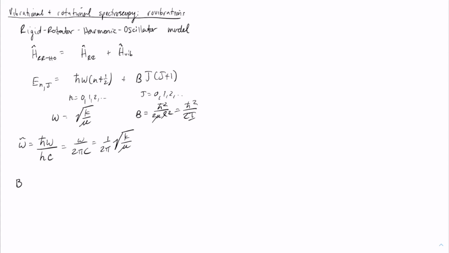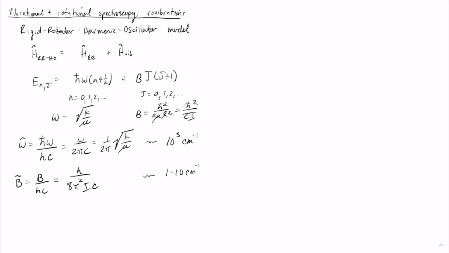And similarly, B tilde, which is the corresponding value of B but written in terms of wave numbers, will be equal to B divided by hc, and this simplifies to h over 8 pi squared I c. If we remember from what we talked about previously, the order of magnitude for omega tilde tends to be on the order of 10 to the 3 wave numbers, whereas the order of magnitude for B tilde ends up being on the order of 1 to 10 wave numbers.